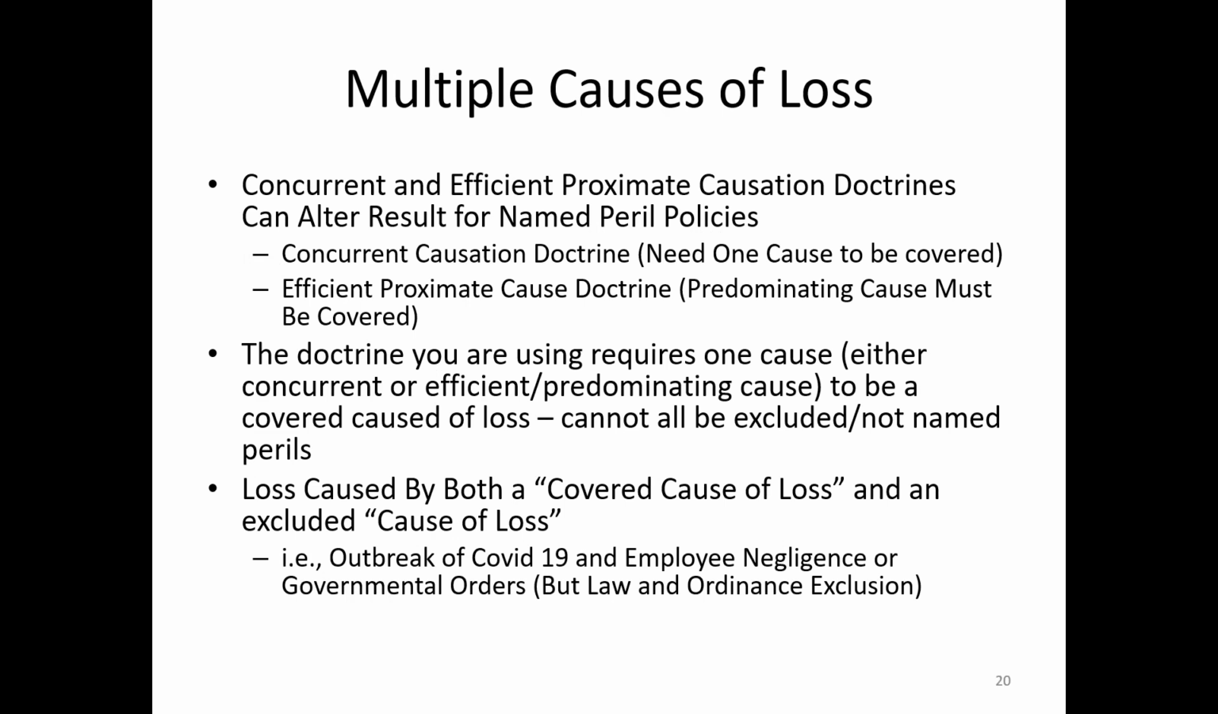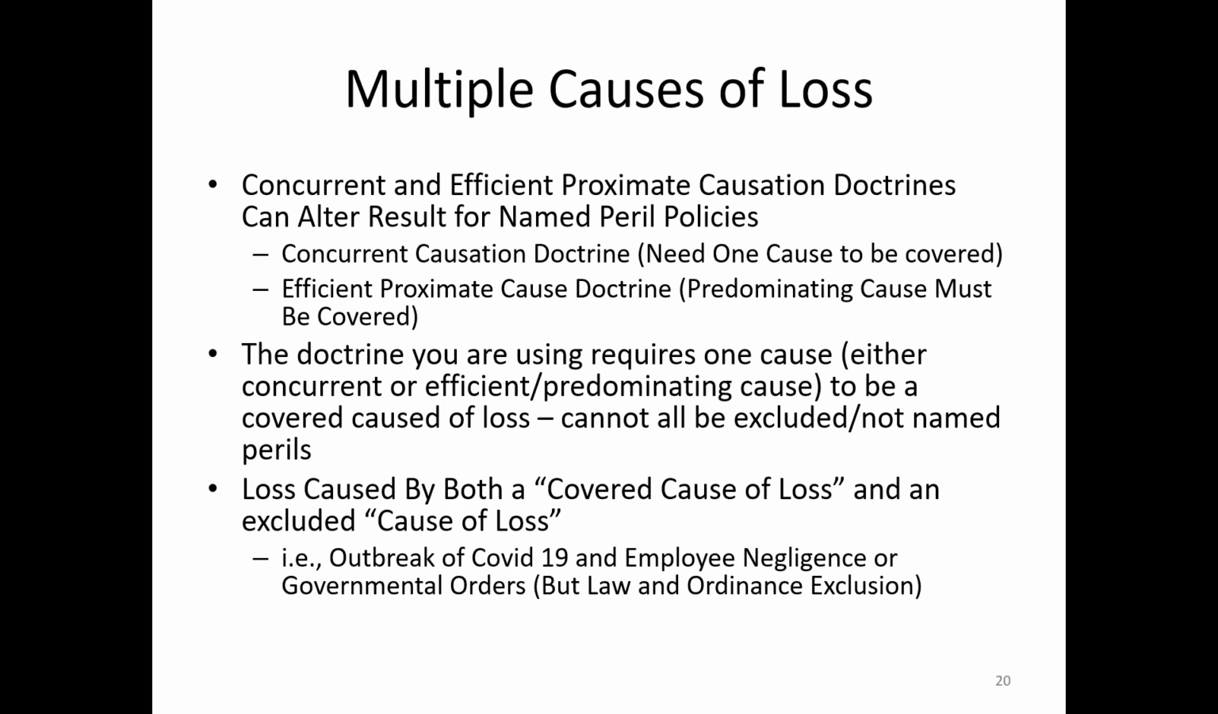But if you have multiple causes of loss, this is your way out. Concurrent and efficient proximate causation doctrines can alter the result for the one that we said is the problem, the named peril policy. One doctrine, concurrent causation, says you need a concurring cause to be a covered cause of loss. The efficient proximate cause doctrine says the predominating cause must be covered. So you want to consult the jurisdiction you're in to see whether they apply either or both of these doctrines. If they do, that would be your way into covered cause of loss. But you need one of the causes that you're asserting to be a covered cause of loss.